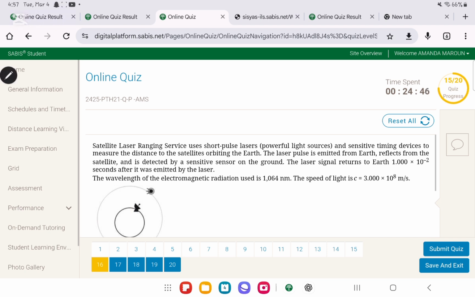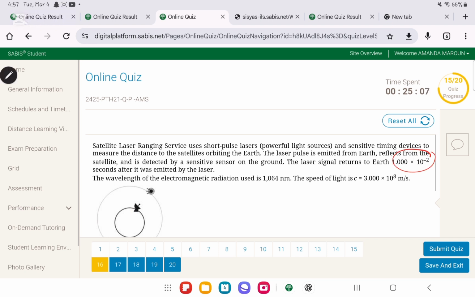Now, for question number 16. Satellite laser ranging service uses short pulse lasers, powerful light sources, and sensitive timing devices to measure the distance to satellites orbiting the Earth. The laser pulse is emitted from Earth, reflects from the satellite, and is detected by a sensitive sensor on the ground. The laser signal returns to Earth.